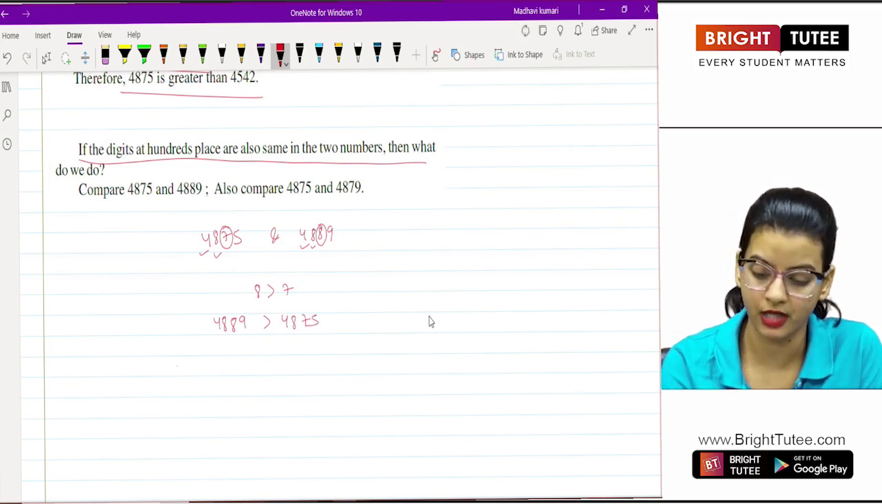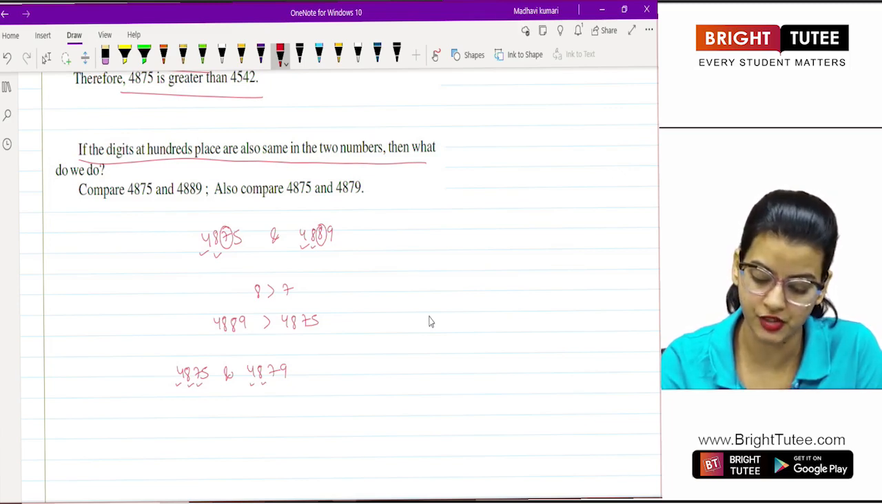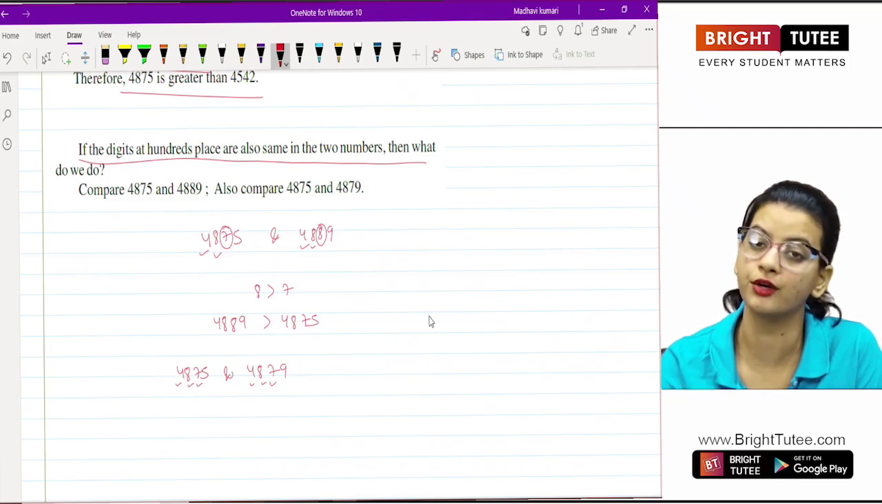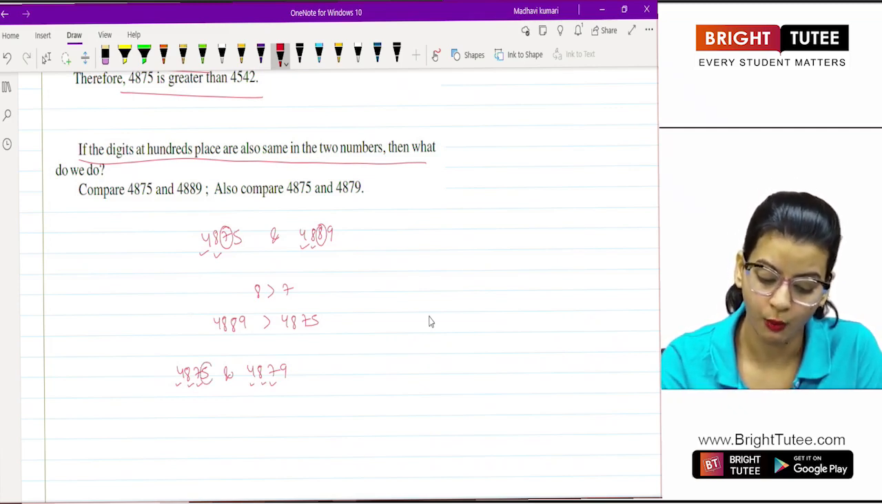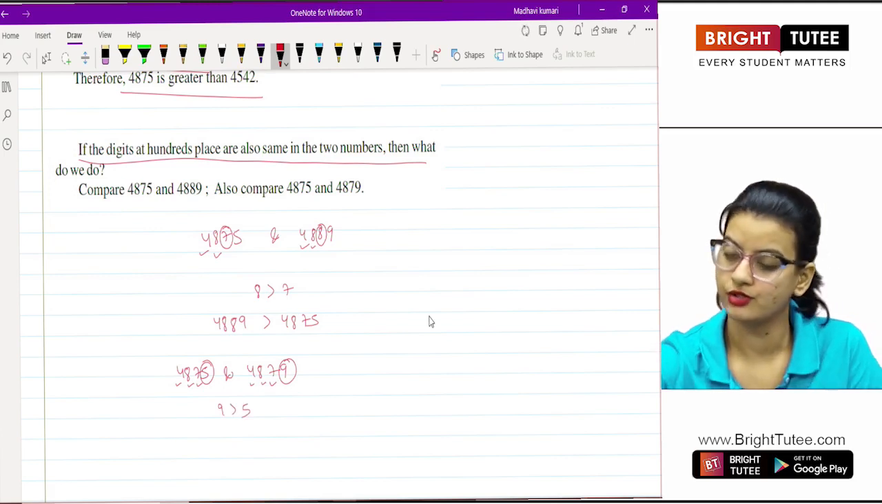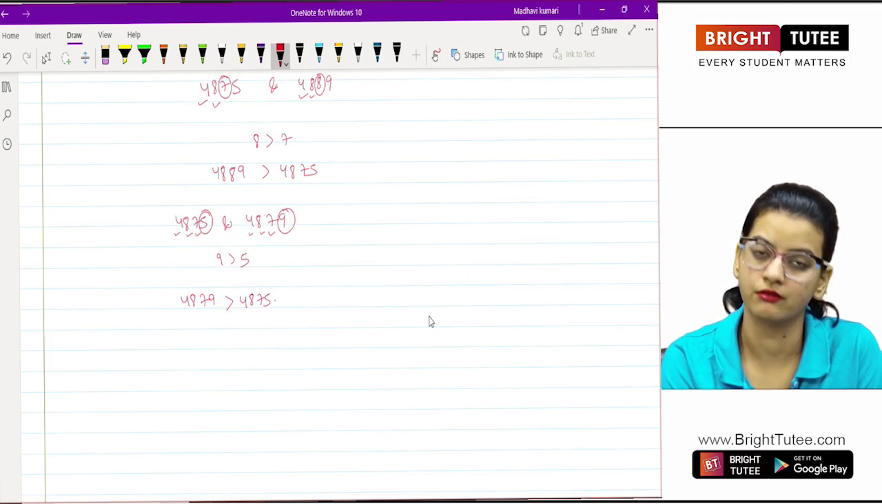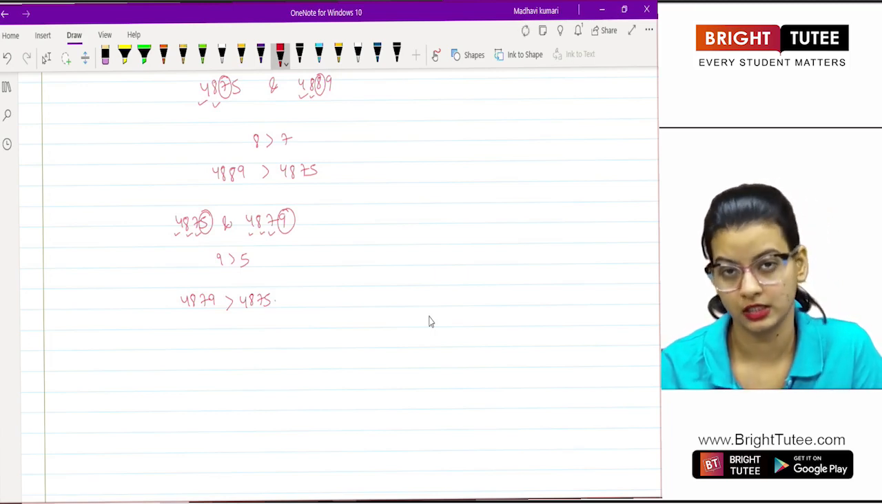Next comparison we have to do is between 4875 and 4879. In this case, the digits in the thousands place are the same, the digits in the hundreds place are the same, and the digits in the tens place are also the same. Now we finally compare the digits in the ones place. We have 9 greater than 5, so we say that 4879 is greater than 4875. This is how we keep comparing numbers.